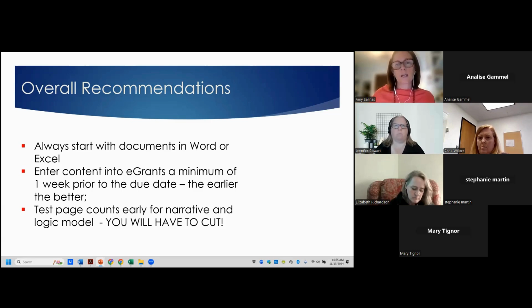Once you do that, you're going to want to enter into eGrants at least a minimum of 1 week prior to the due date. The earlier, the better. One, because you need to test your page count. Just because it looks like it's 8 pages in Word doesn't mean it's going to be 8 pages in eGrants. And there are also character count limits in each of the columns. So you just want to make sure you test. And then also, just in case anything happens with eGrants, you have glitches, you still have some time to work it through.